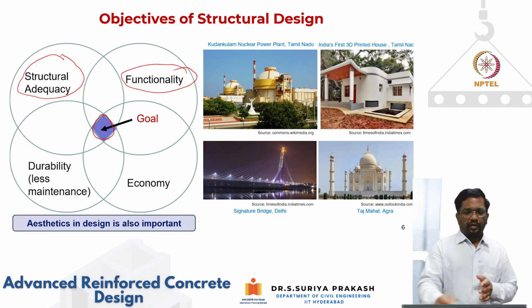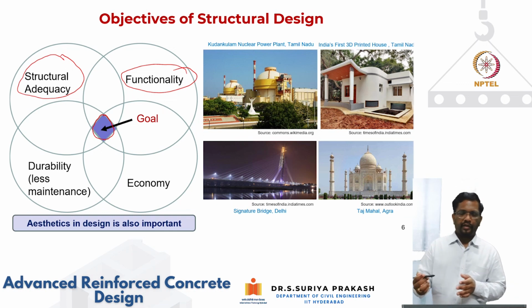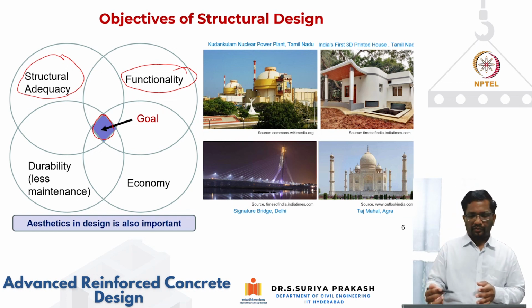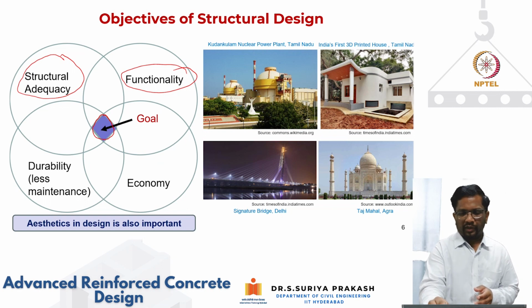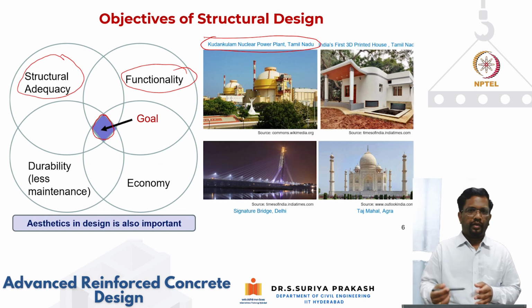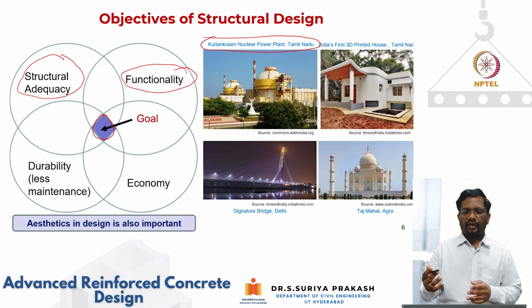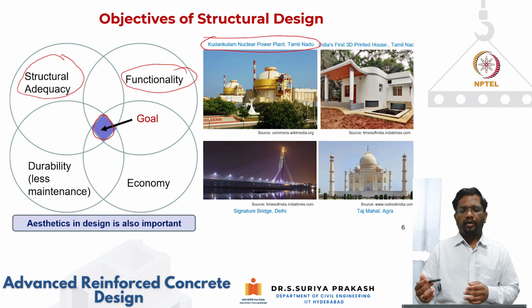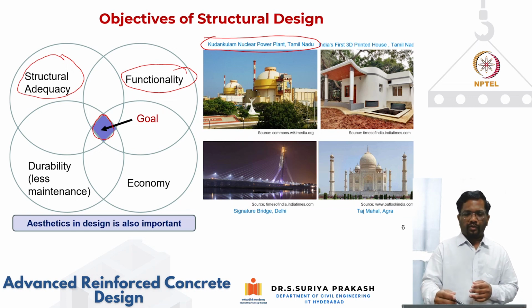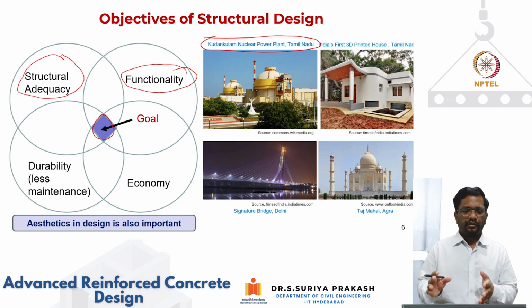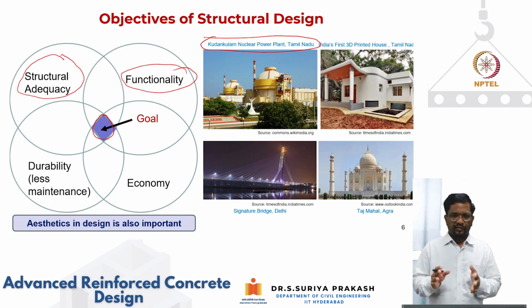So again, each one of them will take priority depending upon what type of structure you're doing. For example, what you see here is a nuclear power plant in Tamil Nadu. Here, of course, structural adequacy should be of paramount importance. Economy may not be that critical in the design aspects. And also, the reactor should be functioning, so you design it in such a way that it is going to be maintenance free for the service life, right?